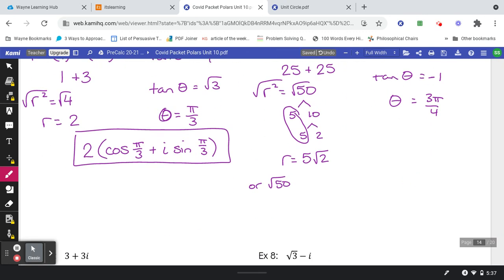All right. So as you write your final answer into Delta, you could either write it as the square root of 50 or 5 square root of 2, whichever you prefer. Cosine of 3 pi over 4 plus I sine 3 pi over 4. And Delta's nice. It's kind of got everything written for you, and it just leaves you a blank here and a blank here and a blank here. So it's pretty easy to fill out.